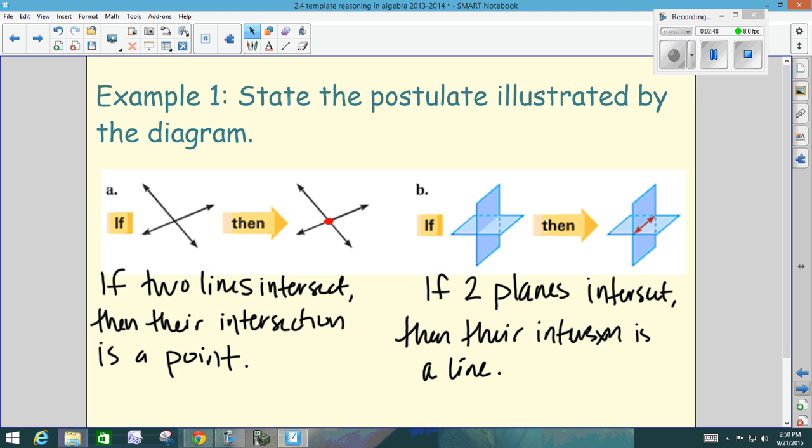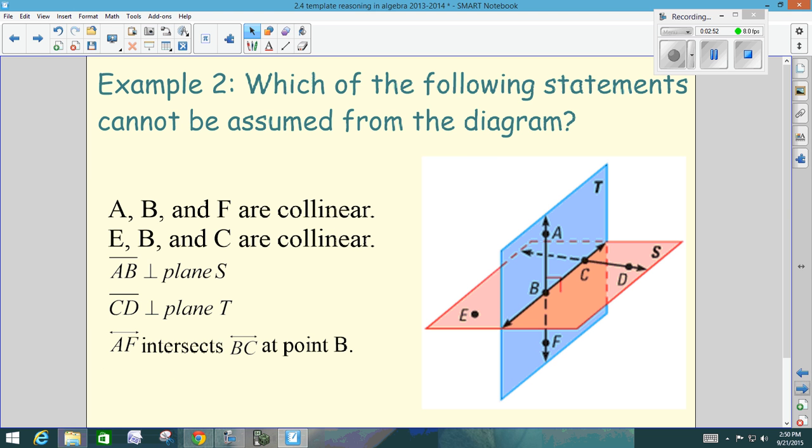We're going to practice reading diagrams again, so go ahead and flip it over. Example 2 says, which of the following statements cannot be assumed from the diagram? So we have 5 statements here, and we're going to figure out which ones we can see or we can conclude from the diagrams and which ones we wouldn't be able to. Take a look at your diagram. You have 2 planes, S and T. T is blue up on my board, and it's vertical. S is horizontal and red.